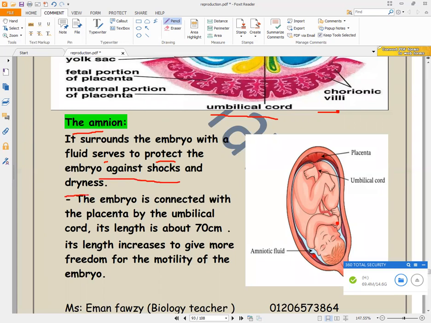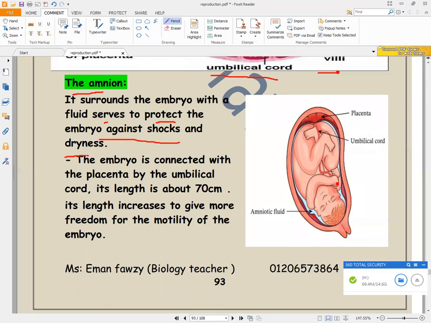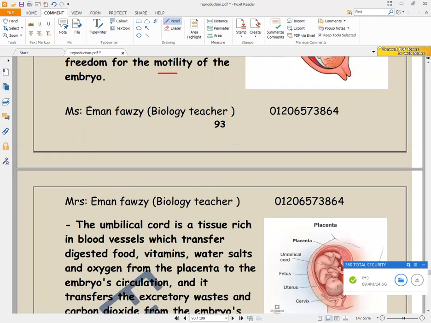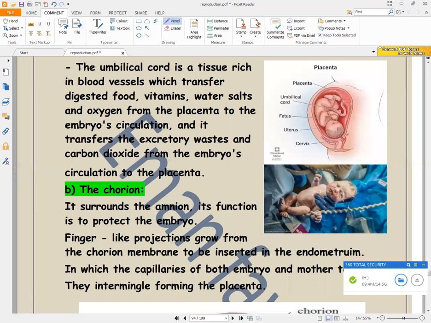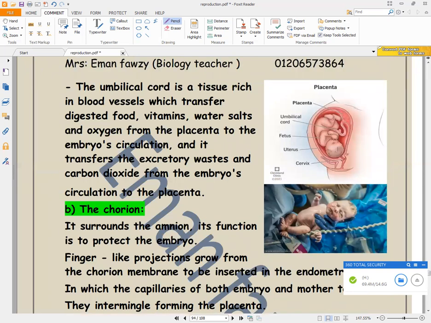The embryo is connected to what? To the placenta by what? By the umbilical cord. So if you look here, you will have the placenta and the embryo will be connected to the placenta by the umbilical cord. The umbilical cord's length is about 70 centimeters. Its length increases to give more freedom for the motion of the embryo. Also, if you look here, the umbilical cord is a tissue rich in what? It's rich in blood vessels.